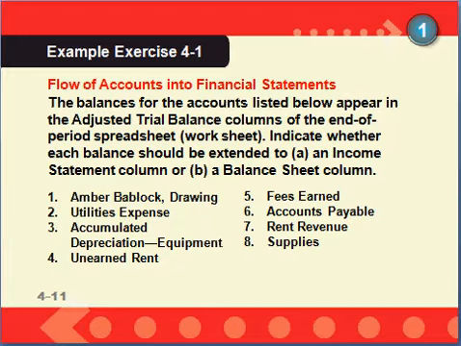And so now we're going to take a look at exercise 4-1, which is on page 146. In this one, they ask us to look at these accounts and tell whether they're balance sheet accounts or income statement accounts. The first one's Amber Bablock drawing, and we know drawing account is an owner's equity account, so it would be in our balance sheet column. Utilities expense, all of our expenses are going to be in the income statement column, so we'd put the utilities expense in the income statement column, and it would be in the debit column, and our draw would be in the debit column of the balance sheet.